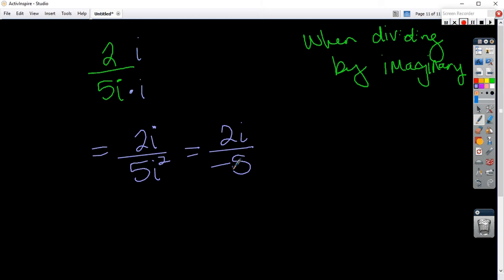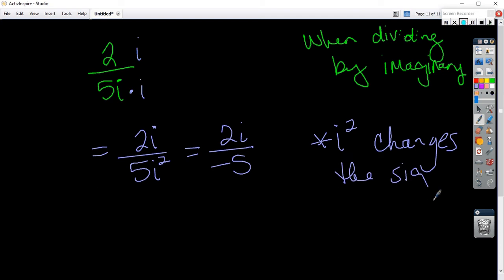What if that number in the bottom was already negative? Then it would turn it positive. i squared essentially just changes the sign of the number. i squared changes the sign of the number.